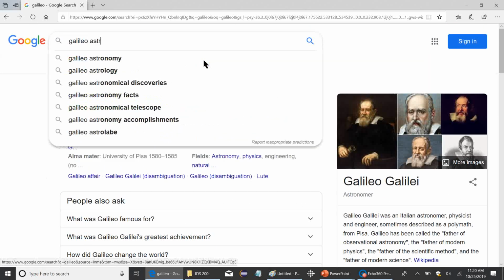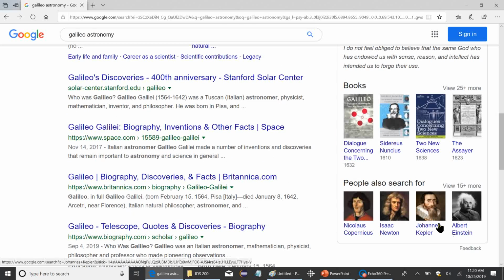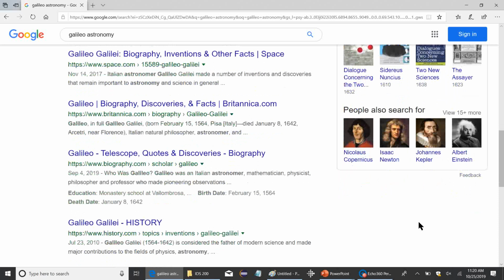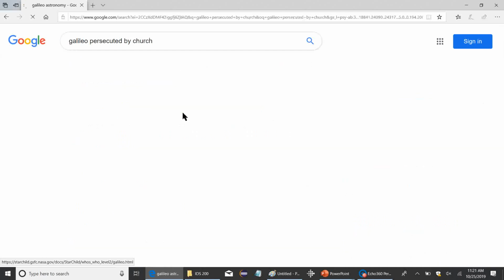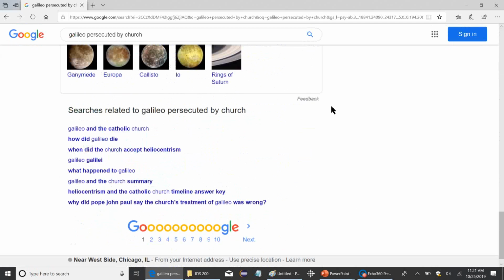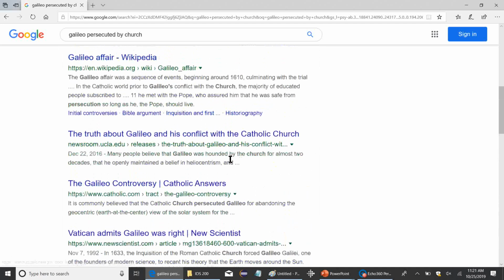So if I look up Galileo astronomy, it tends to recognize, you know what? You might be looking for related astronomers, like Copernicus, like Newton, like Kepler, like Einstein. Einstein, not strictly an astronomer, but some of the stuff he did in physics was tested through astronomy. Likewise, I just do Galileo persecuted by church. Let's see what else. We got some others. So heresy, famous heretics. No, nothing shows up with that. But Galileo discoveries, yeah, okay, he's got that.